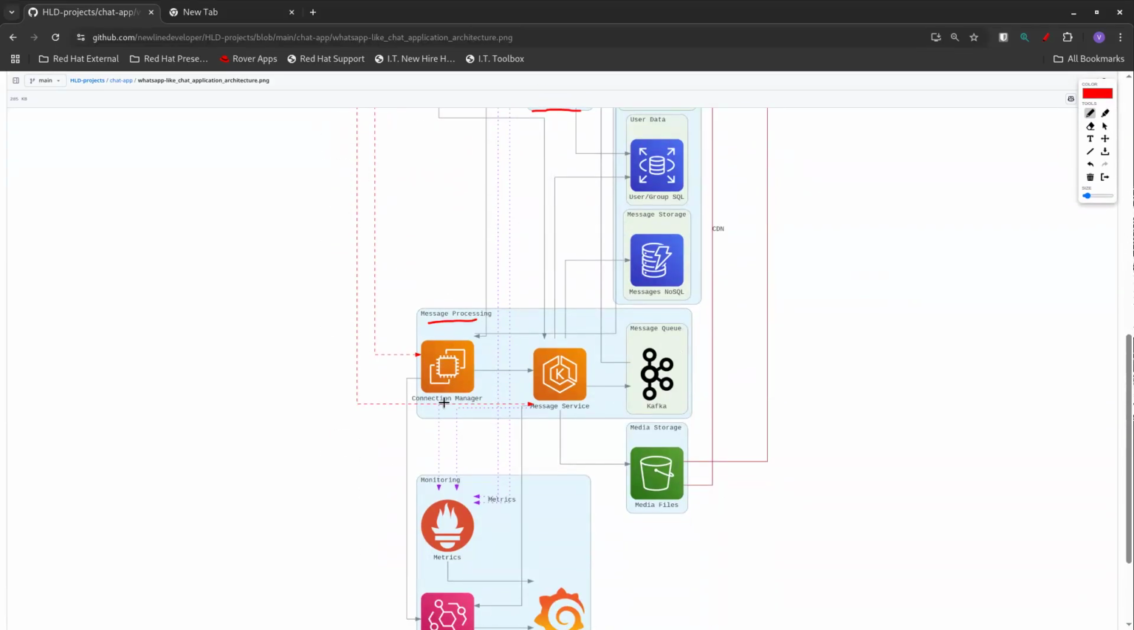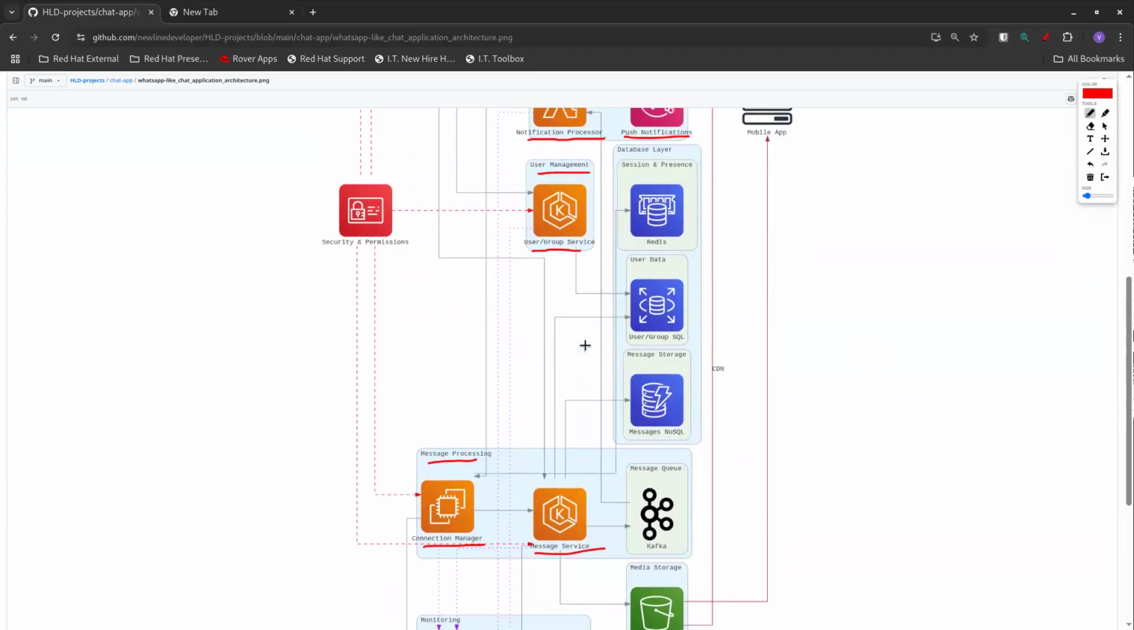Also, we have another group of service, message processing. Okay, we have separate computations for maintaining the connections between various WebSockets, various client systems, and then we have a messaging service. Okay, so the connection manager can communicate with the messaging service, and then we have a message queue. Also, we have to keep the order of the messages.